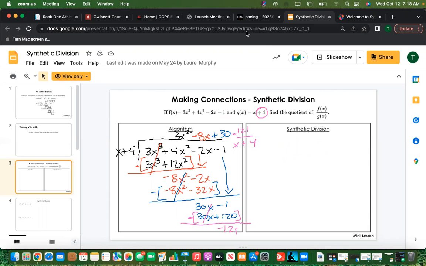I'm going to raise it up just a little bit higher. Oh, nope, can't do that. Never mind. Okay, so this will be -4, and then we'll list out the coefficients. So 3, 4, -2, -1.